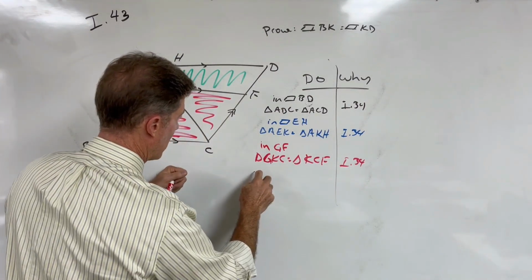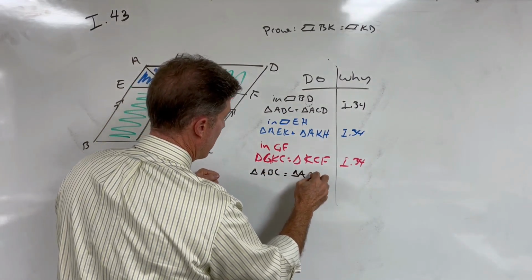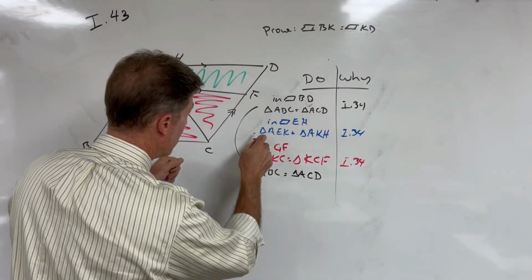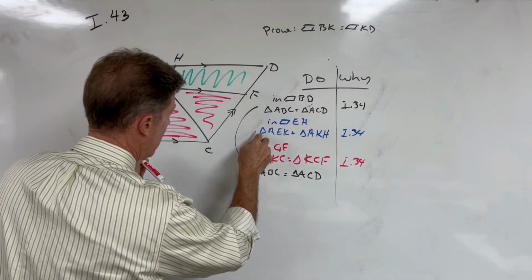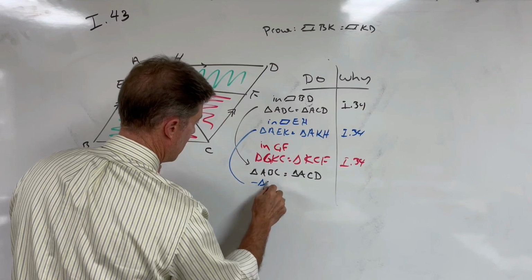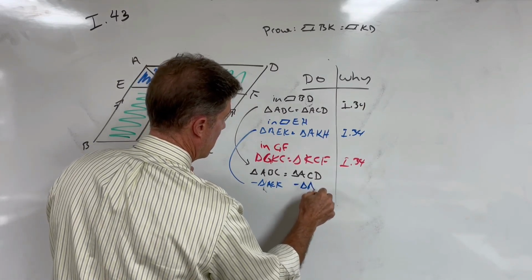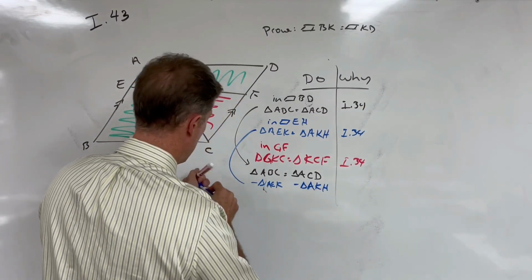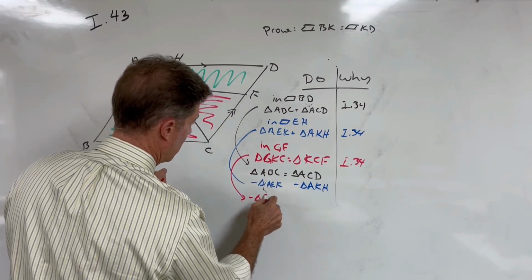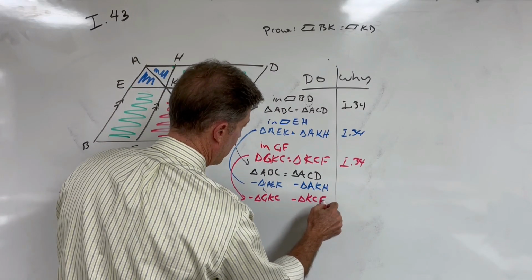So let's lay this out more carefully. If we take triangle ABC, which was equal to triangle ACD, and we subtract these triangles, triangle AEK, and let's subtract triangle AKH. And likewise, let's subtract these triangles, triangle GKC, and subtract triangle KCF.